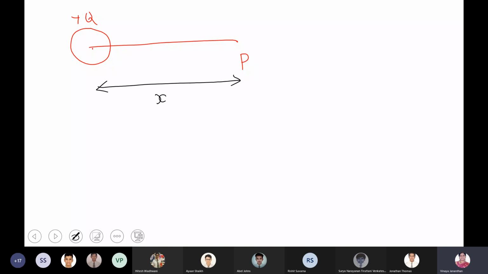Listen, boys. What is your aim? Your aim is to find the potential at point P in an electric field created by the charge Q. So for that, I'm imagining a charge of 1 coulomb placed at point P. I'm placing a charge of plus 1 coulomb at point P. Now, what is the electrostatic force between the charges?